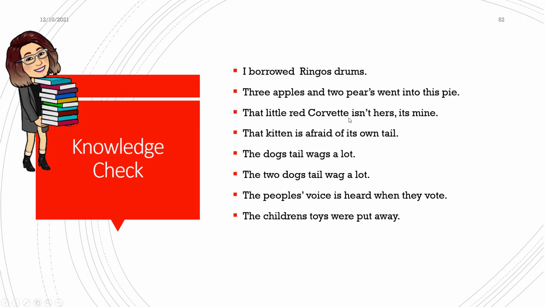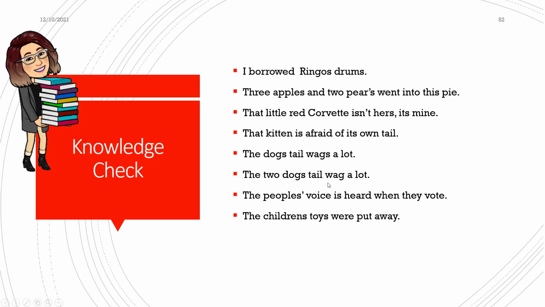That little red Corvette, is it hers? It's mine. Okay, so here, it is mine. So therefore, if it's a contraction, then you need to have an apostrophe. That kitten is afraid of its own tail. That's correct. Yay, there's one sentence in here that's correct, because here you have a possessive pronoun. And we don't have an apostrophe after a possessive pronoun.